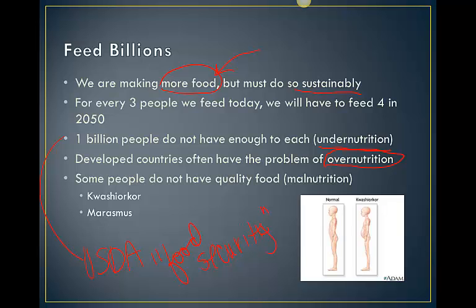So in the United States, a lot of times people have overnutrition problems where they have the obesity issues. They're not getting healthy food, but they are getting enough food to survive.